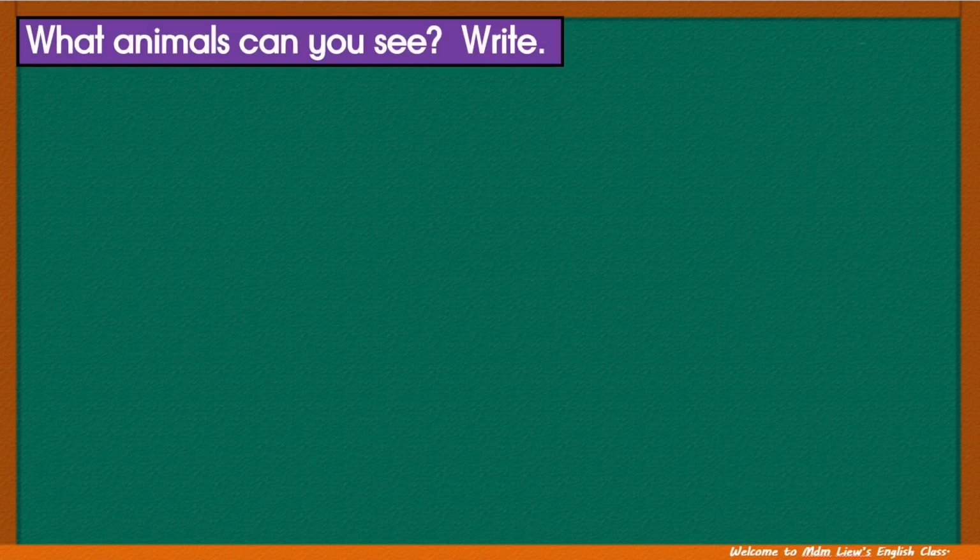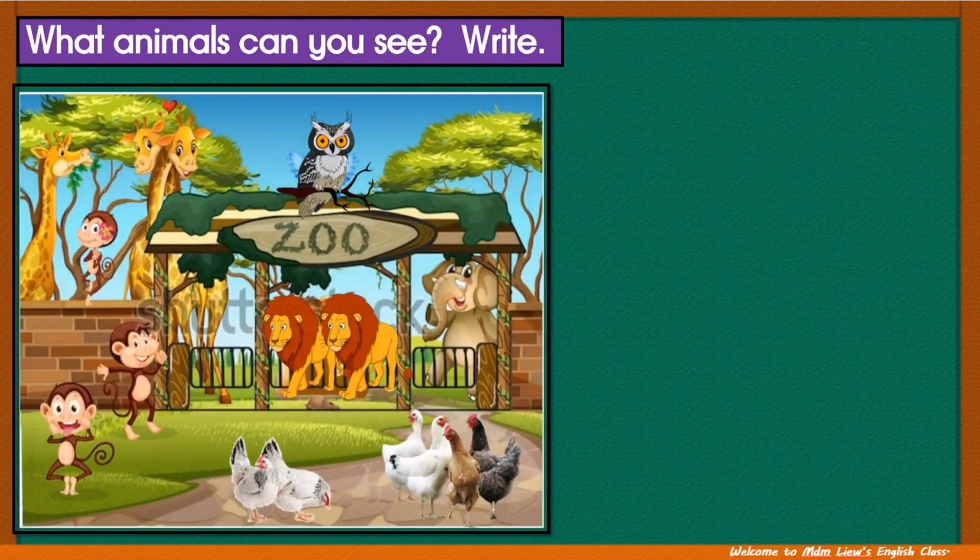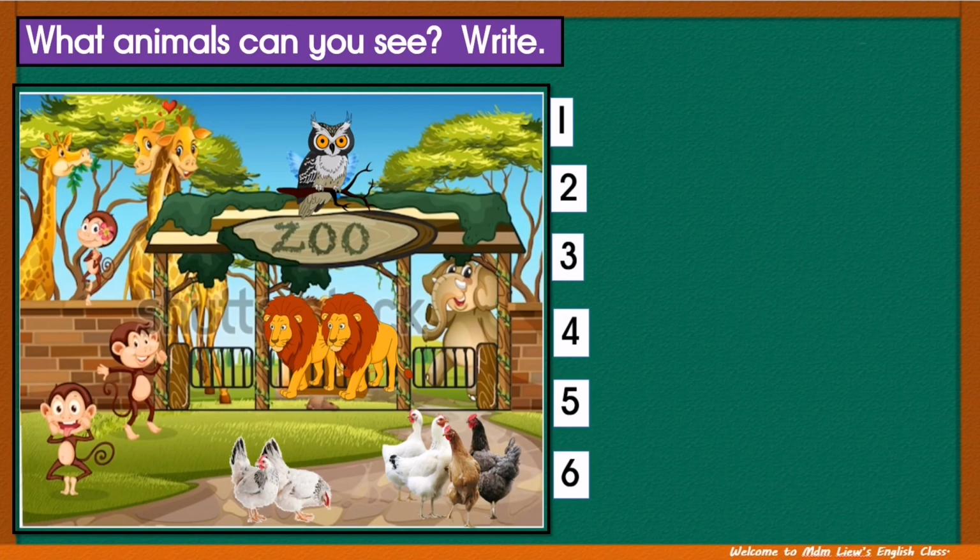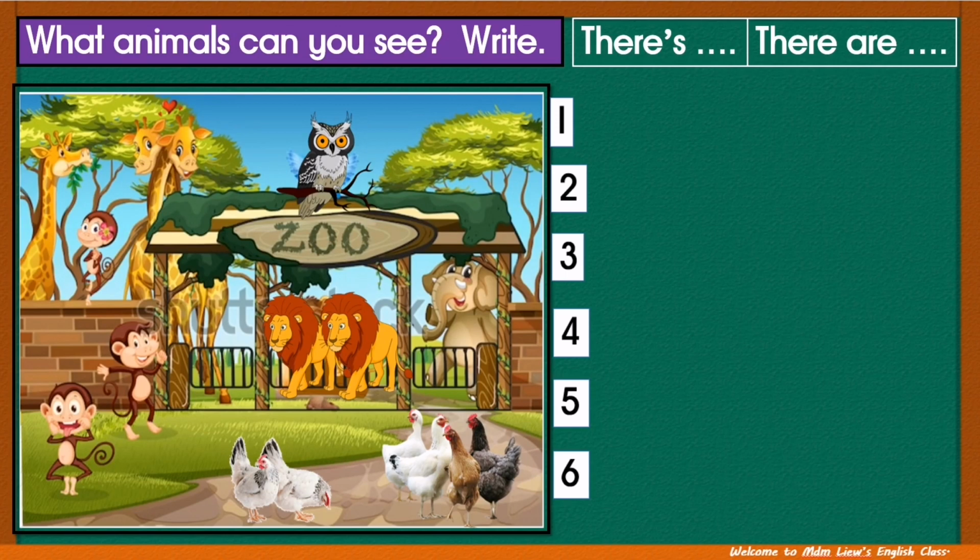Now, let's try this. What animals can you see? Write them in correct sentences. Use the phrase there's or they are to begin your sentence. Remember, use there's with singular nouns and there are with plural nouns. I am going to give you the nouns in singular form. You need to change them to plural form when necessary. Are you ready? Number 1.